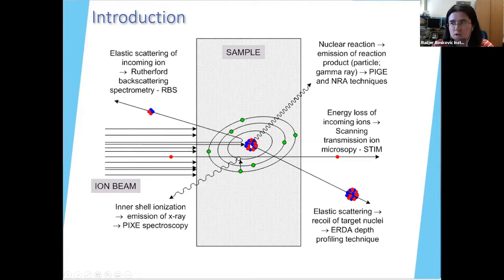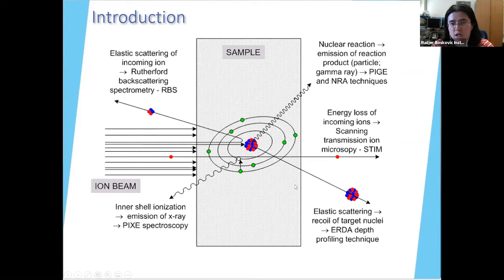In case your incoming ions result in a nuclear reaction, you can have emission of nuclear products like particles or gamma rays, which is then the basis for nuclear reaction analysis techniques or particle-induced gamma ray emission. Also, in case of thin samples, your ions can pass through the sample and lose their energy. When you measure the energy loss of incoming ions, you basically perform scanning transmission ion microscopy.